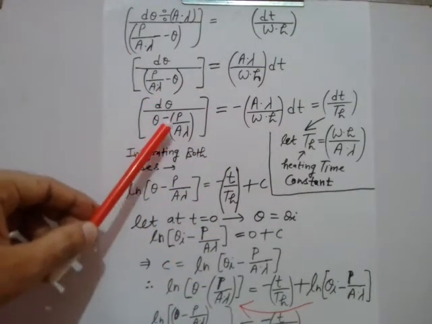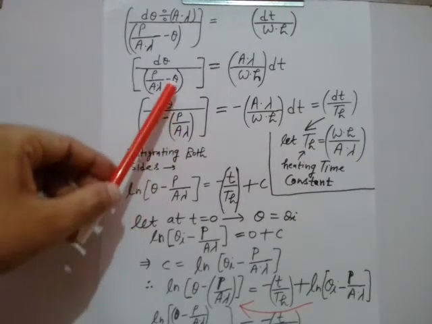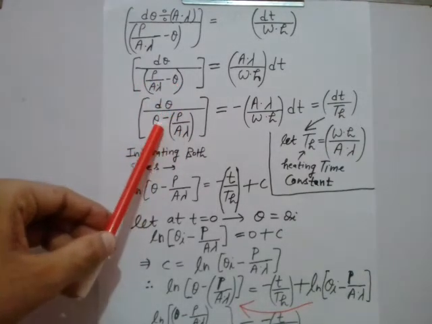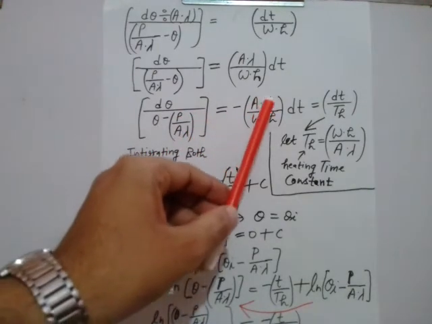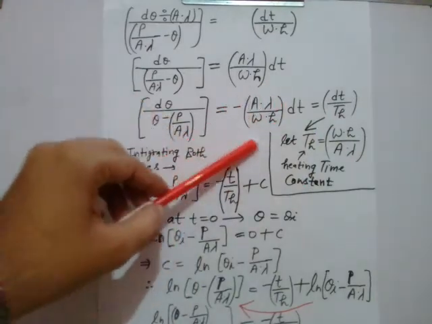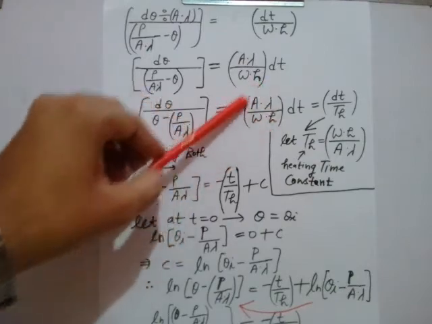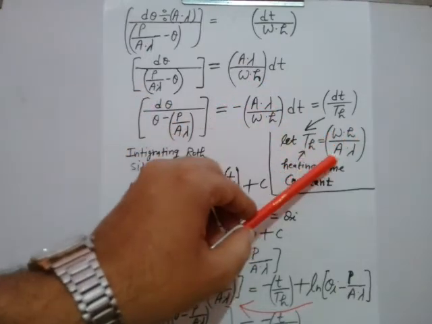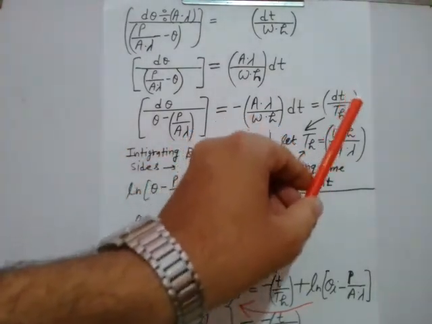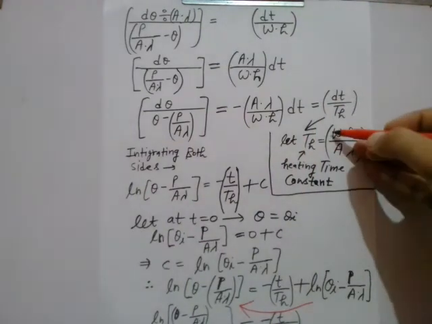Further manipulate this: d theta by theta minus P by A lambda. If you take theta here and P by A lambda here, you will have to put a negative sign, so minus A lambda by W H into dt. Let me assume that this whole term is the heating time constant T suffix h. T h is W H by A into lambda. So this is T h, which is the heating time constant. So you will write this as dt by T h.